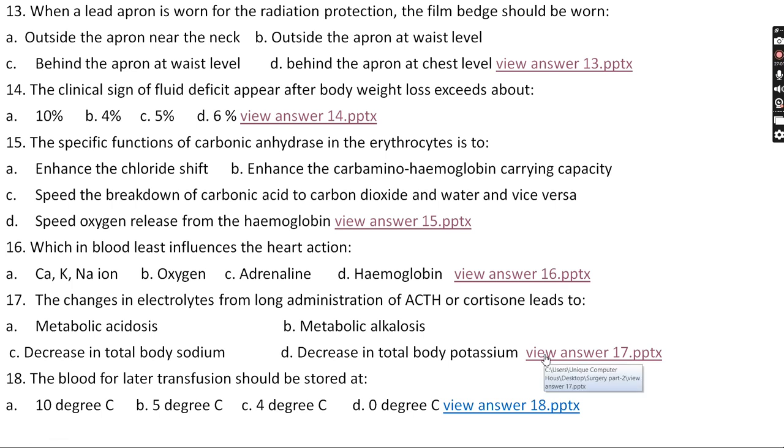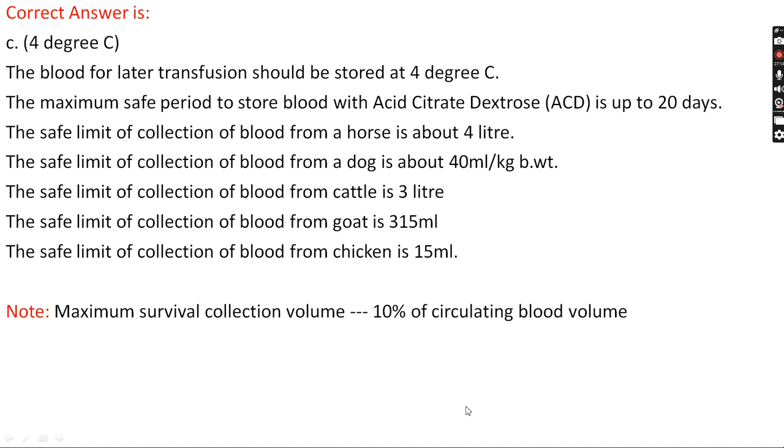Question number 18. The blood for later transfusion should be stored at option A, 10 degrees Celsius, option B, 5 degrees Celsius, option C, 4 degrees Celsius, or option D, 0 degrees Celsius. The right answer is option C, that is 4 degrees Celsius. The blood stored for later transfusion should be stored at 4 degrees Celsius. The maximum safe period to store blood with the anticoagulant acid citrate dextrose is up to 20 days.